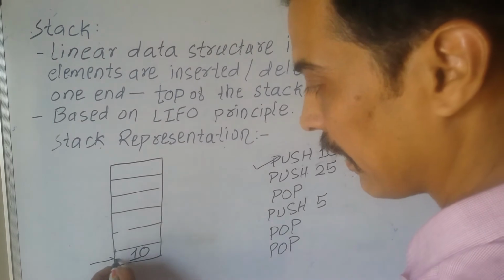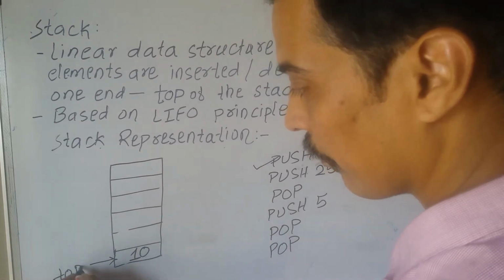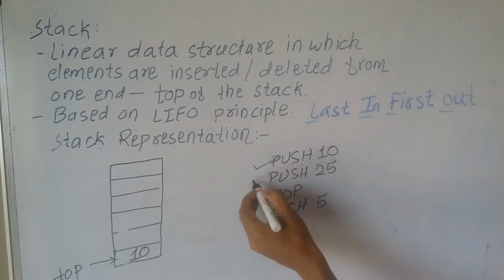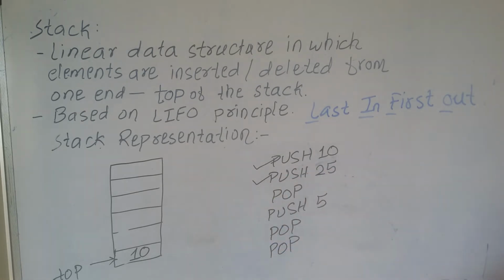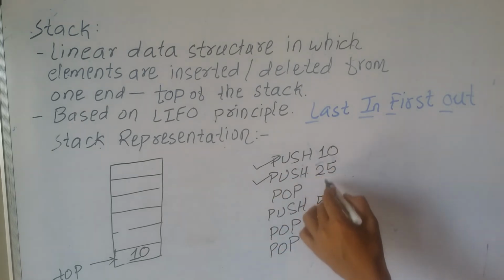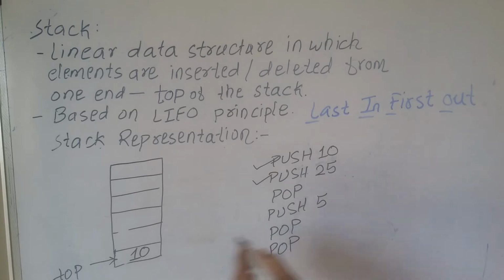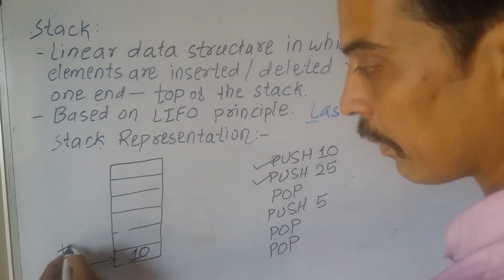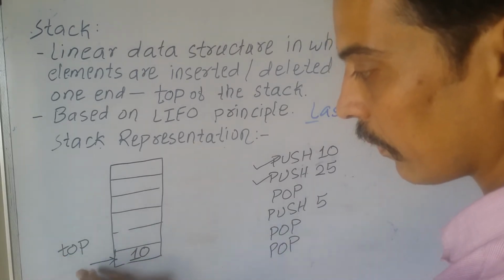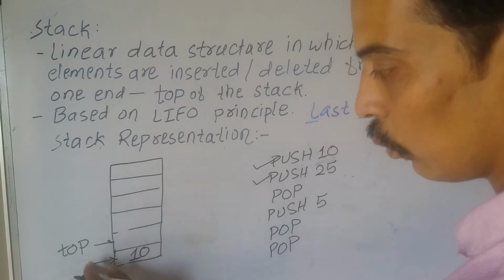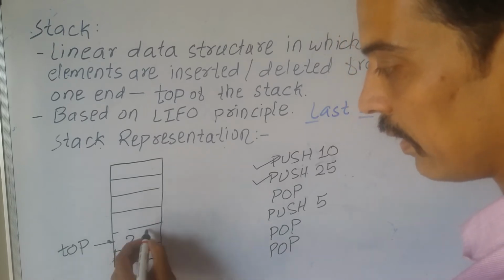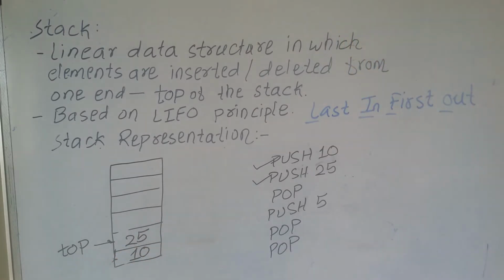Then it is indicated by the top of the stack. After that, the second operation I am performing is the push 25 operation. These are all the elements. So push 25 means top is incremented by 1, and now to that location the next element is stored.